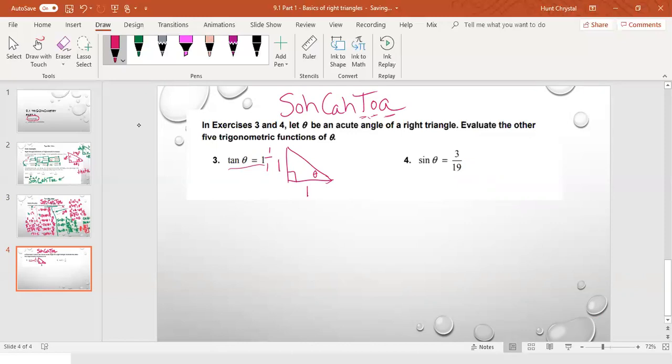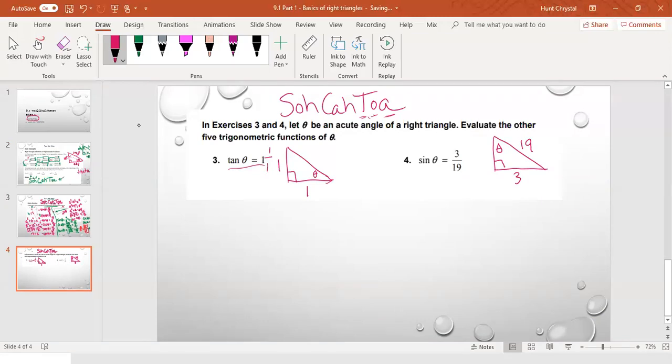So what it does is it gives me information. Like when you do number 4, you're going to start with a right triangle, put in your right angle, and this one is sine. Sine is opposite over hypotenuse. So let's say I put my theta here, it doesn't really matter where you put it. This time we'll put it up in the other acute angle. The opposite would be 3, and the hypotenuse would be 19. And so that's how you'll start these problems. And then after that, it's really just like the ones above that we did.